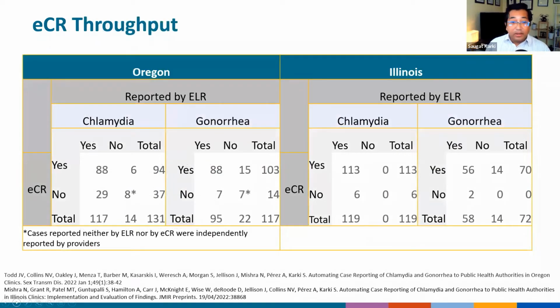So for cases of chlamydia, ELR consistently reported more cases than ECR in both Oregon and Illinois. In fact, in Illinois, ELR reported 100% of chlamydia cases. However, for cases of gonorrhea, ECR reported more cases than ELR in both Oregon and Illinois. But ELR still reported additional cases that were not reported by ECR. Next slide, please.